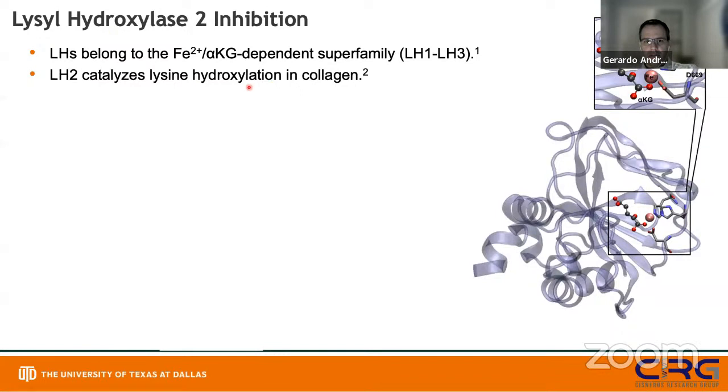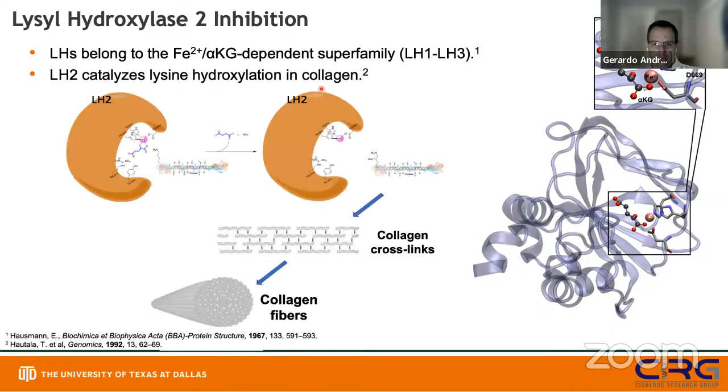LH2 catalyzes the hydroxylation of lysine, which is found in large quantities in collagen. And collagen gives structure to cells. It's what basically forms the scaffold, so cells can have structure. In cancer, collagen is overexpressed, and this is what gives rise to superstructures and metastasis. So what happens with LH2 is it hydroxylates lysine, which can allow collagen to cross-link and form fibers, and these fibers extend, and thus metastasis occurs.